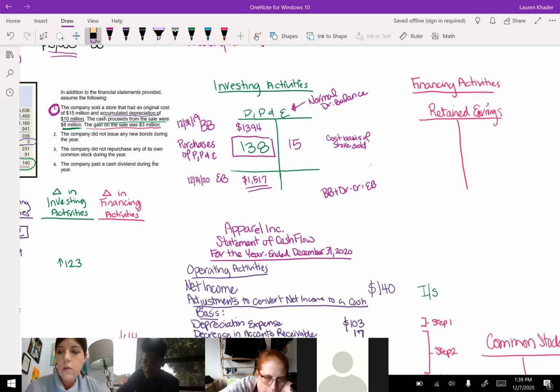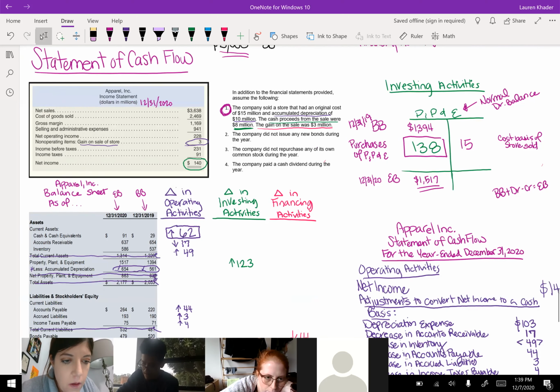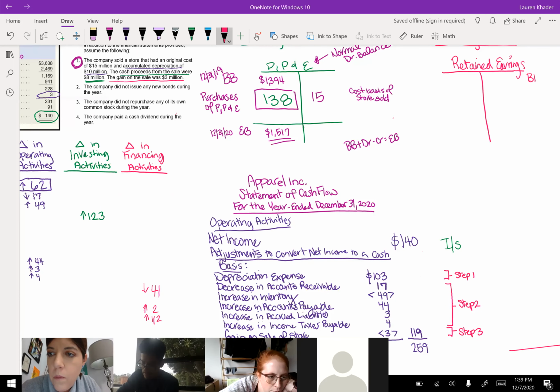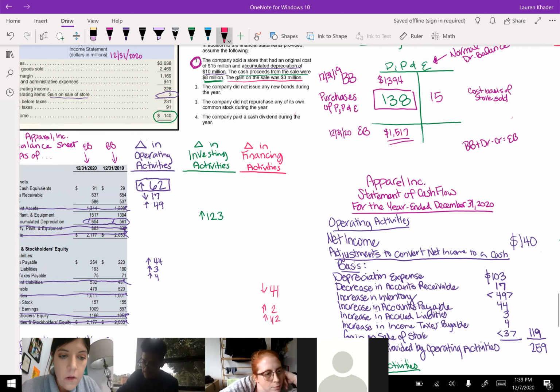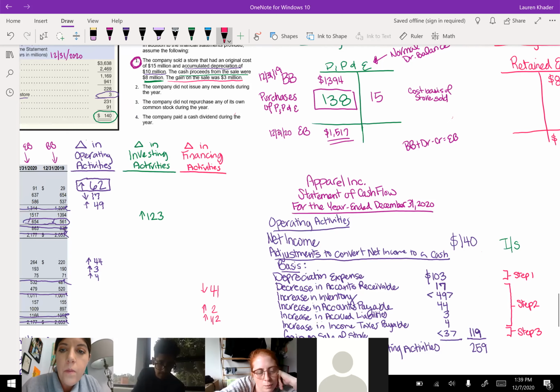And use the T accounts for those. And with retained earnings, we're going to include the beginning balance, which comes from the balance sheet. 897. It's a normal credit balance, so that's why it's on the credit side. The ending balance for retained earnings is what? 1009.